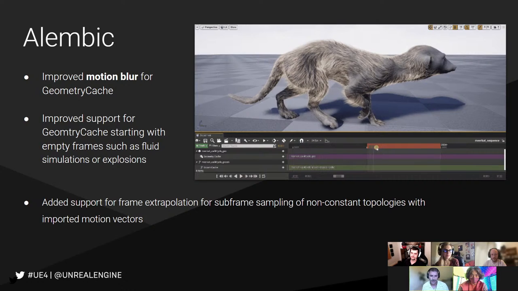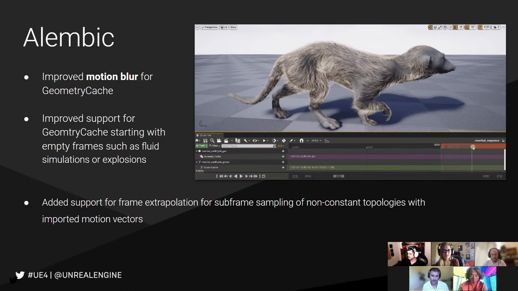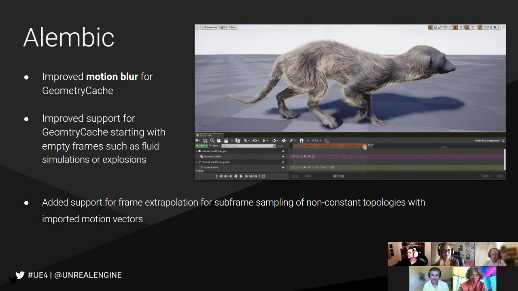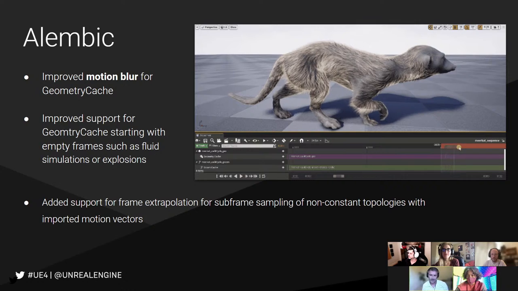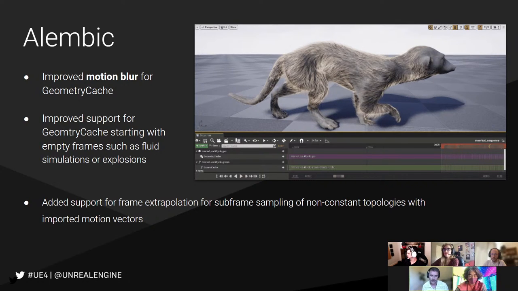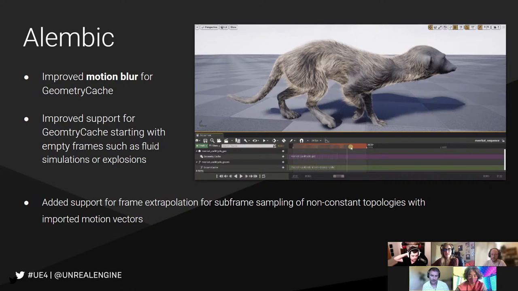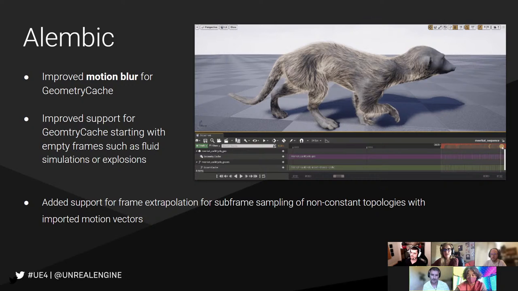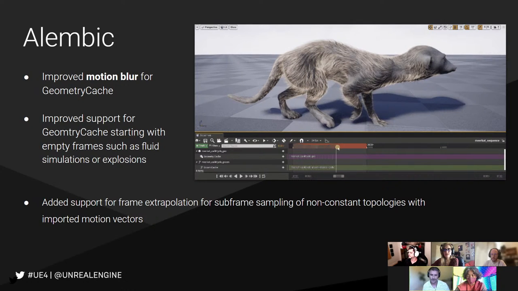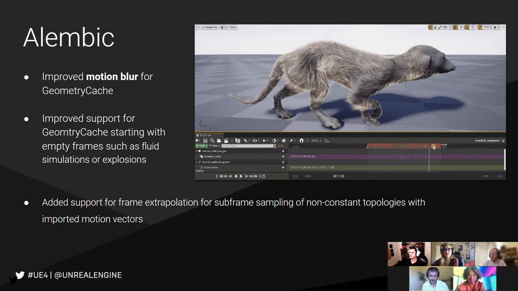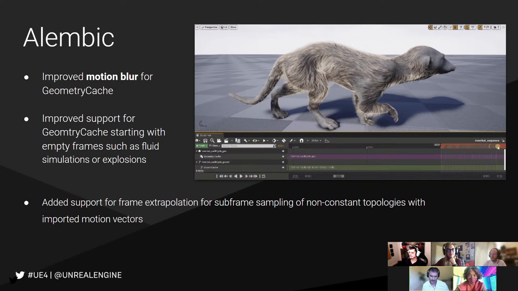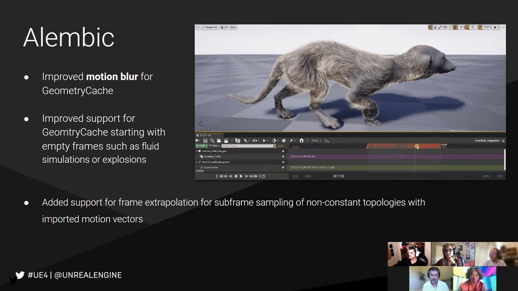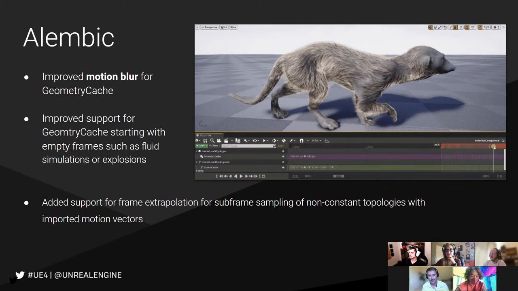Updates on Alembic. There have been some nice improvements for Alembic when it comes to motion blur. If you're using geometry caches, especially ones that have subframe sampling, as you can see here in the example, you're scrubbing through, you need subframe accuracy to provide the right kind of motion blur. So we have improved support for that, along with simulations. If you have a fluid or explosion that starts off from empty frames, support for that has definitely been improved, along with topologies that are not consistent, allowing us to import those motion vectors. So there have been some nice improvements on the Alembic front.